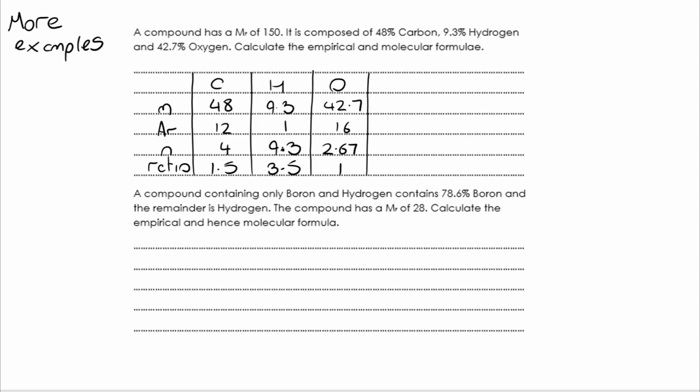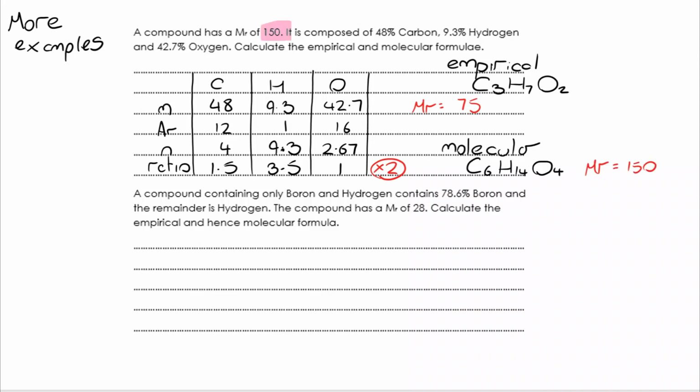I need a whole number ratio. I multiply that ratio by 2 and I get C3H7O2. The question also asks for the molecular formula, and this is the empirical formula. Sometimes it's the same, sometimes it's not. Now, if I took that empirical formula and calculated its MR, it comes to 75. But the question tells us the MR is 150. So actually I need to double this molecule. Instead of C3, I need C6. H7 becomes H14. O2 becomes O4. So the empirical formula is different to the molecular formula.